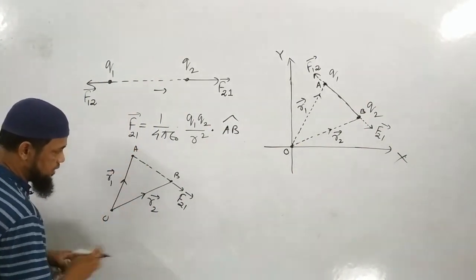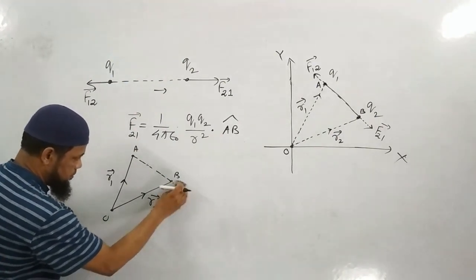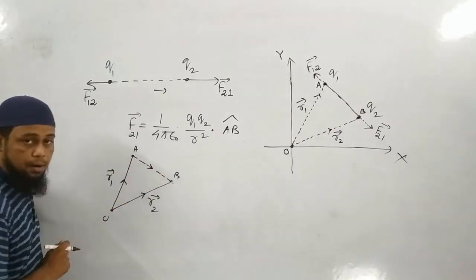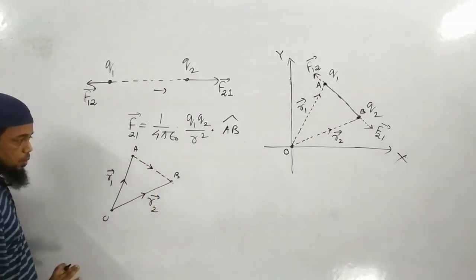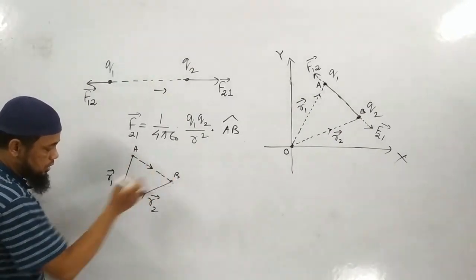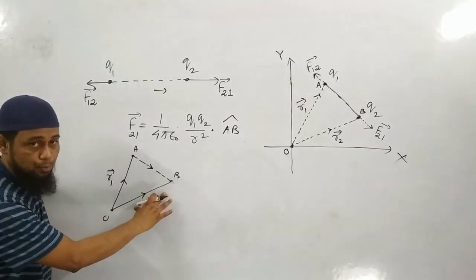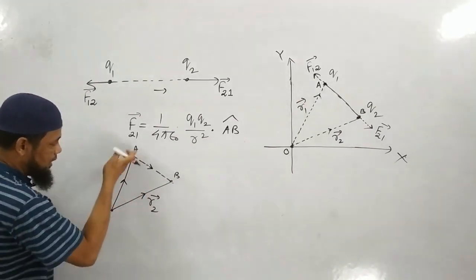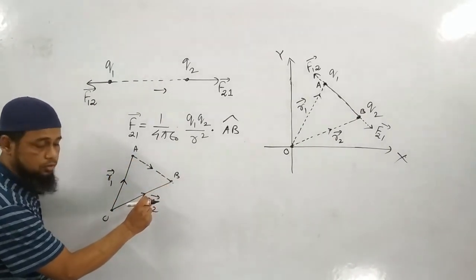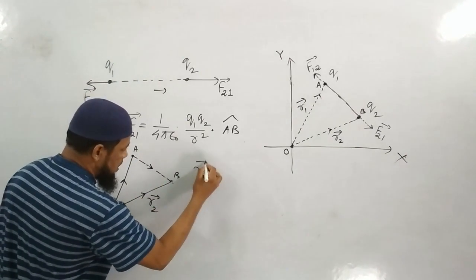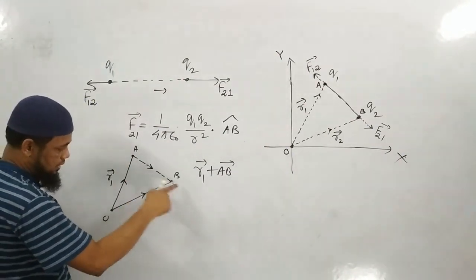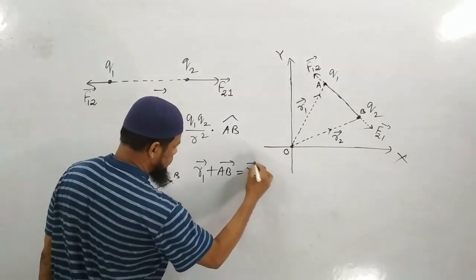What is AB bar from this triangle? Let me rub it off also. This is the direction of AB bar. If I look at this particular triangle, there are two vectors in the same order, and this is the third vector in opposite order. So if you remember, the sum of these two vectors will become equal to the vector which is in opposite order. These two are in the same order. That means R1 bar plus AB bar is equal to R2 bar.